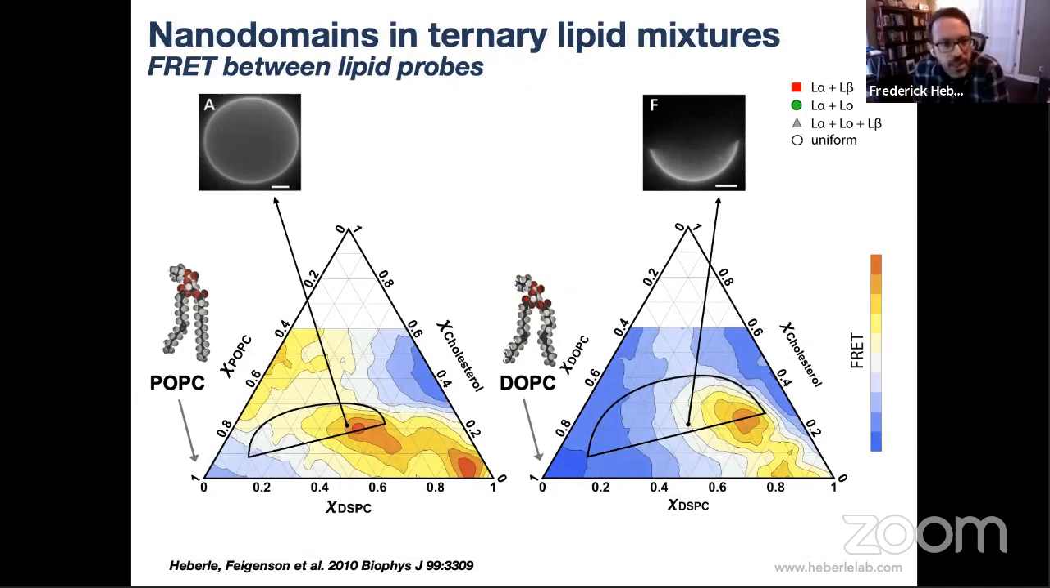Now, an important clue came from looking at these same mixtures with FRET. FRET, of course, is sensitive to much smaller domains, in principle as small as a couple of nanometers. And with FRET, it was clear that the heterogeneity in the POPC system extended to higher cholesterol concentrations. So the same mixtures that appeared uniform with microscopy are clearly heterogeneous when we examine them with FRET.